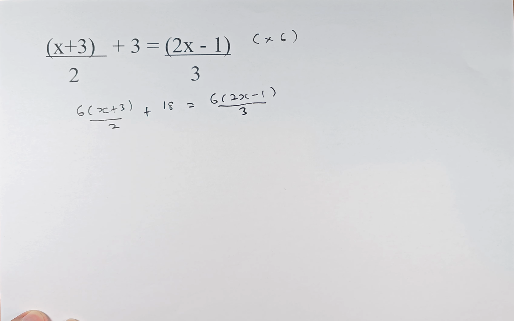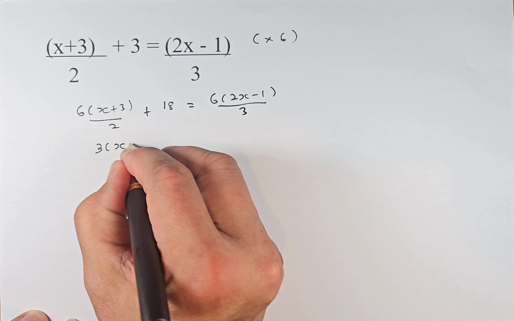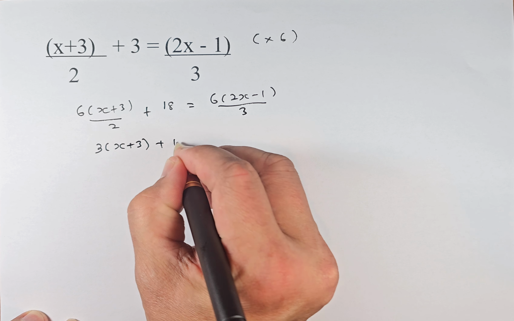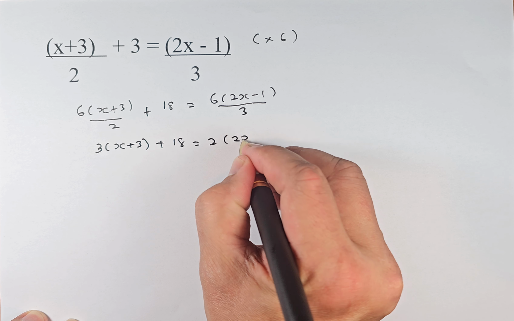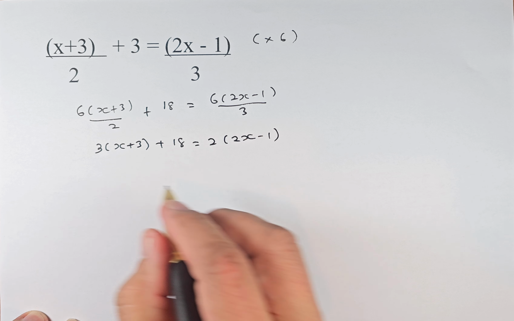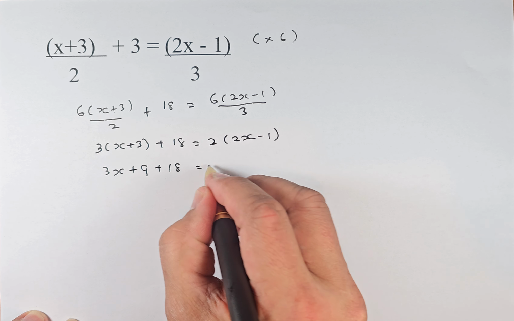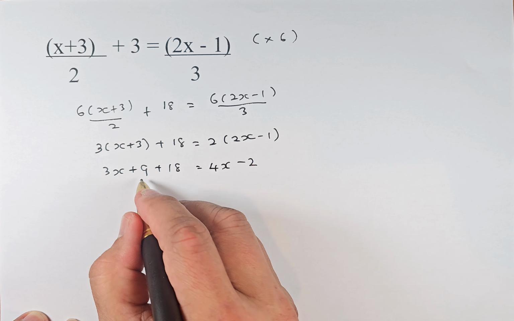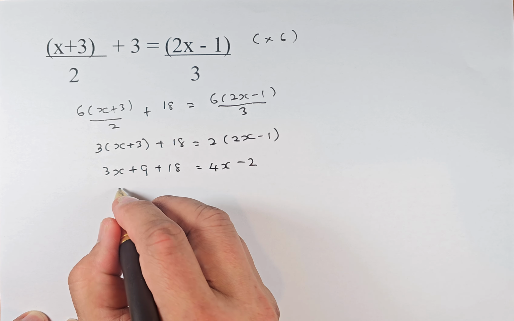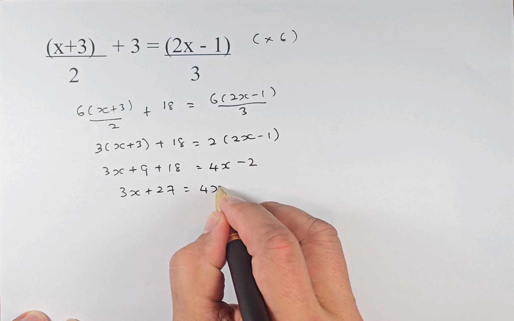So now we're going to simplify. 6 over 2 is going to be 3, bracket x plus 3, plus 18 is equal to 2, because 6 divided by 3 is 2, times 2x minus 1. Expand the brackets now. 3x plus 9 plus 18 is equal to 4x minus 2. Please check that I'm doing it the correct way. So now we're going to collect the like terms, so 9 plus 18 is going to be 27. 3x plus 27 is equal to 4x minus 2.